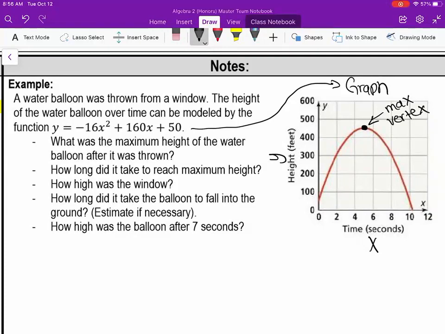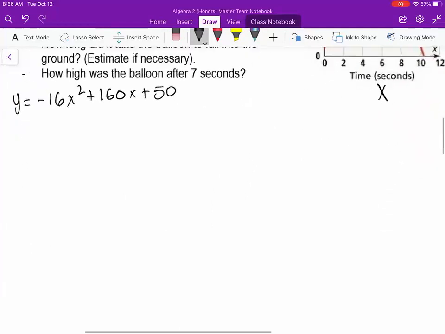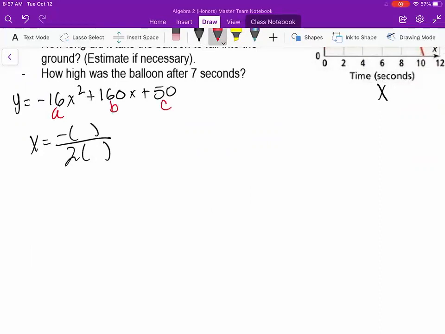Well, the equation is given to us in standard form, right? So the vertex is not given to us. What we're going to do is find the vertex by using the formula. So let's go ahead and do that. The formula is x equals negative b over 2a. So I'm going to plug in my values. This is a, this is b, and that is c. So my b value is 160, and my a value is negative 16.